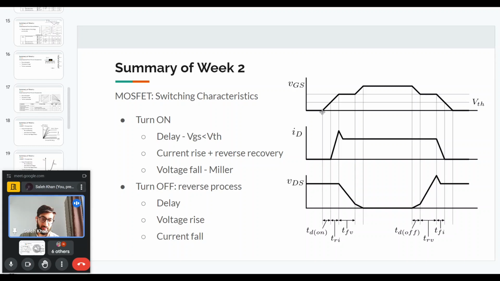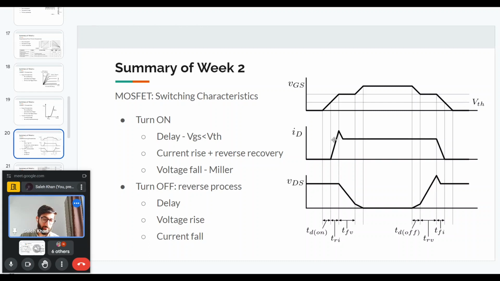So, for example, you have the turn on delay time, you have the rise time. This rise time is basically in this case TRI plus TFV, and it will be given for, let's say, 10% of current to 90% of current or something like that. So they define it in the data sheet itself what they mean by the rise time and fall time. But in general, the rise time will be TRI plus TFV, which is the rise time of the current and the fall time of the voltage.